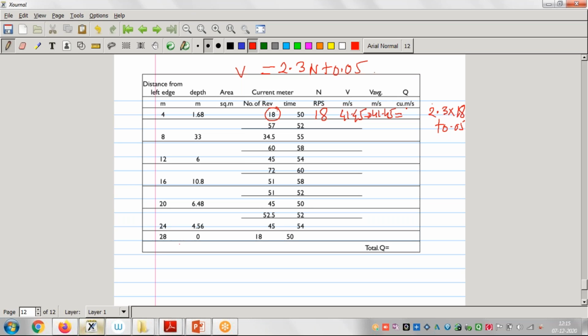Now discharge will be how much? Discharge will be 41.45 multiplied by the area. Area is how much? We had received area is 0.84 multiplied by 4, 3.36. So here we will multiply it by 3.36. So we will get the discharge, that is 139.27. Right? Am I right? Student, am I right?